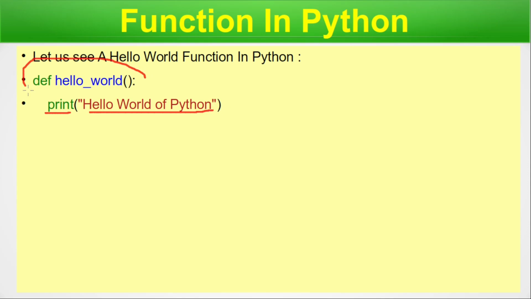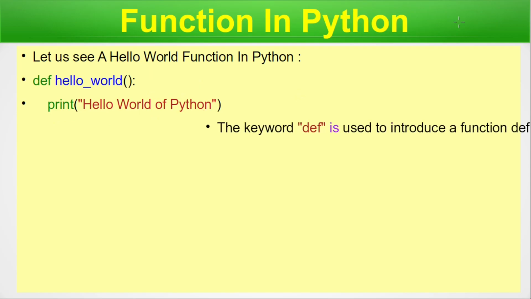So if you write these two lines in a .py extension file, obviously there will be a Python interpreter as you know from this series. This will become a hello world function and you can call this function hello world at any part of your code and it will print out the hello world of Python.